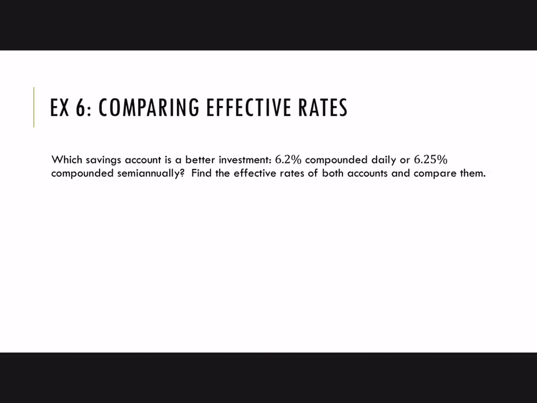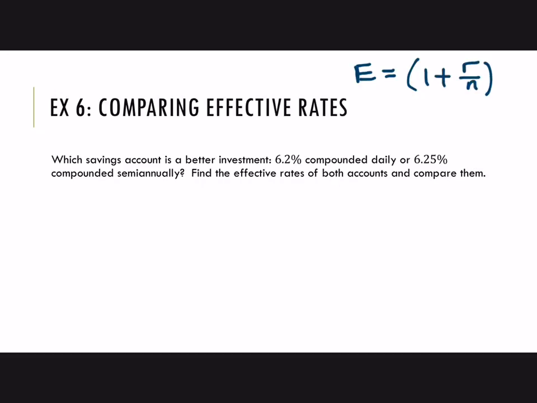Okay, let's do a comparison. Which savings account is a better investment? 6.2% compounded daily or 6.25% compounded semi-annually? So to compare, we'll find the effective rates of both accounts and then just see which one is higher. Now if this was a loan, you'd want to see which rate was lower because that would be the more desirable situation.